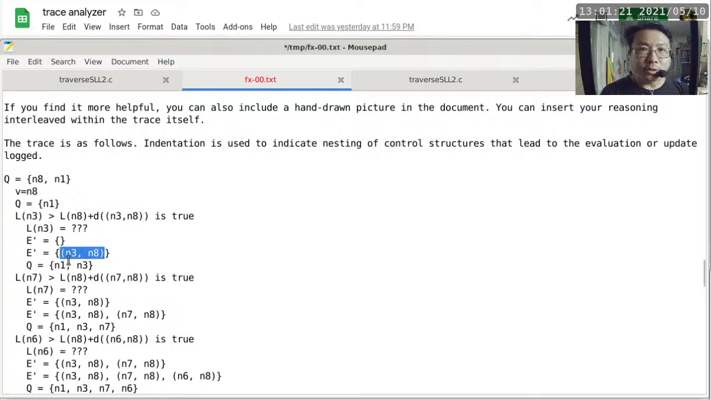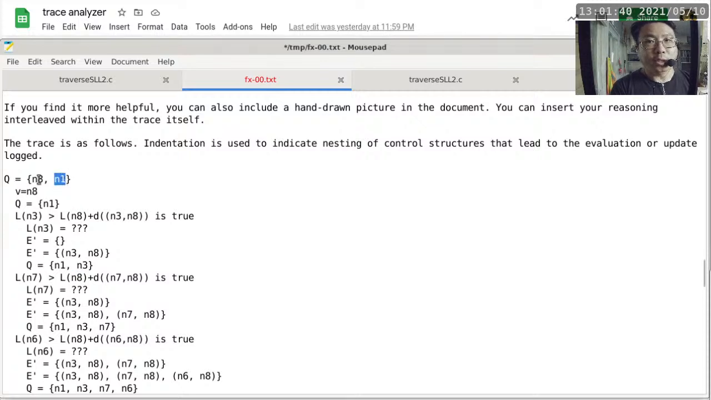And then after that, we have to add N3 to the set Q. That's part of the algorithm. All of these are basically using the algorithm. All right, so at this point, what do we know about the graph? Well, we know that there are a few vertices in this graph.